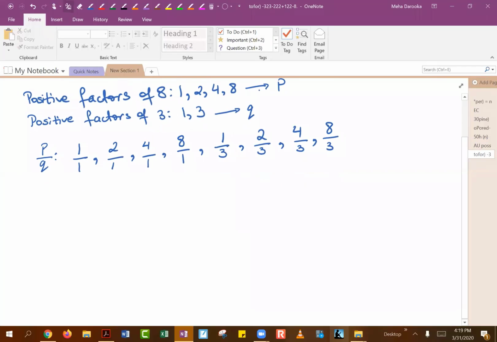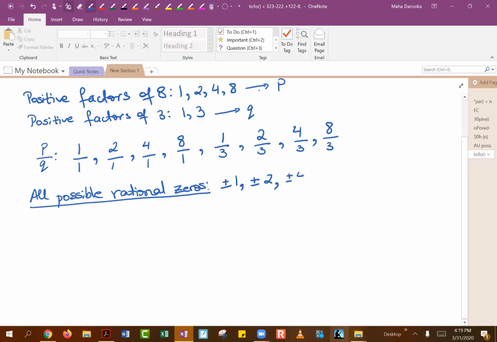And then you can use commas to separate all these answers, right? So all the possible rational zeros are going to be positives and negatives of this number. So 1 divided by 1 is just going to be 1, so that's plus or minus 1. 2 divided by 1 is just going to be 2, so that's plus or minus 2. 4 divided by 1 is 4. 8 divided by 1 is 8. So those are our positive and negatives for the first fraction we did, or division we did, sorry.